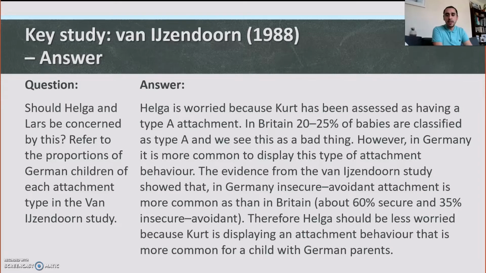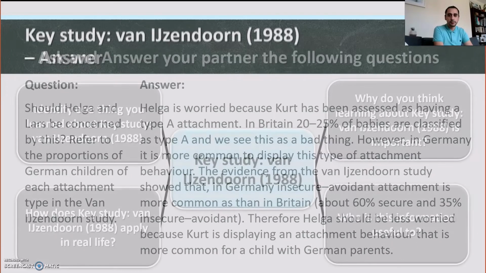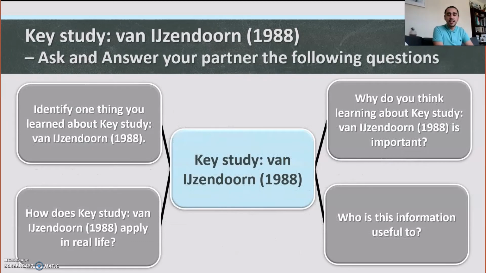Therefore, Helga should be less worried because Kurt is displaying an attachment behavior that is more common for a child with German parents. And that's the Van Ijzendoorn study. That's the key study that looks at the cultural variations in attachment.